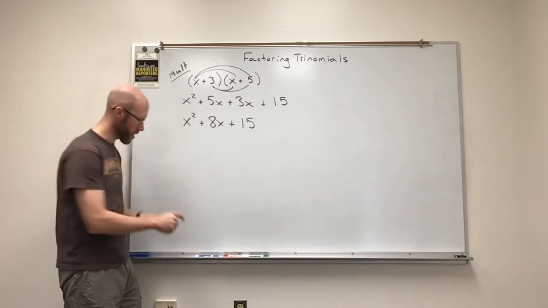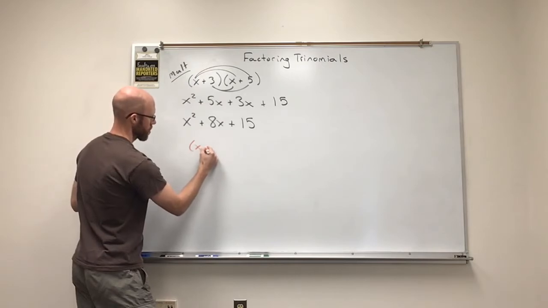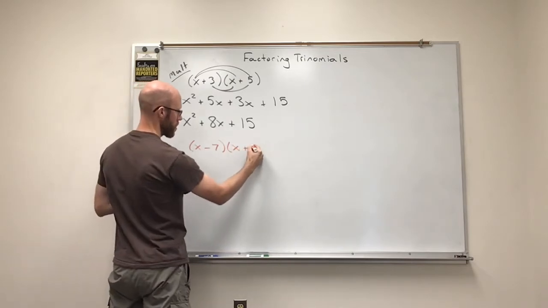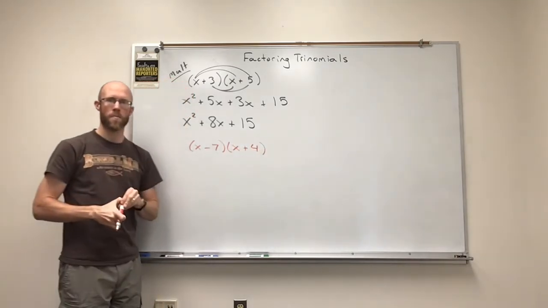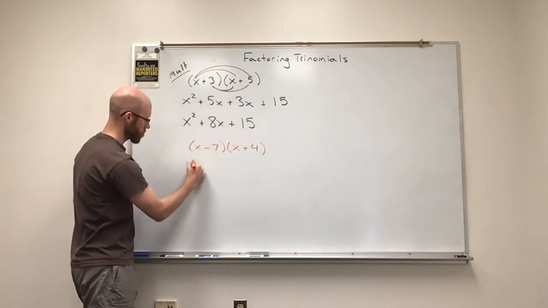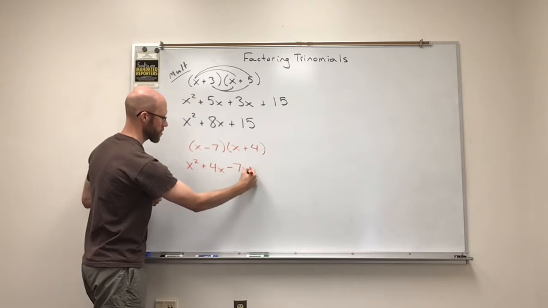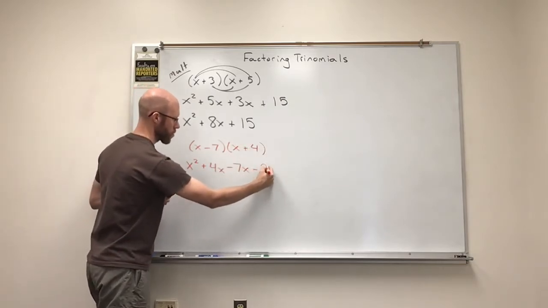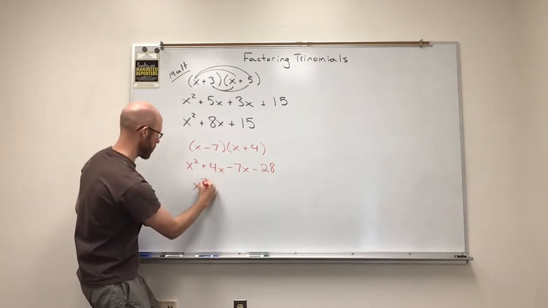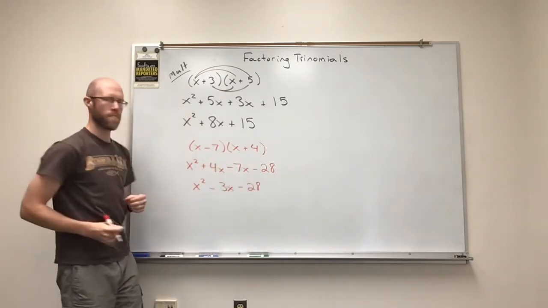Another quick example doing the same thing, if I had x minus 7 and x plus 4, for instance. Okay, same sort of idea. If I were to multiply this out, x times x is x squared, x times 4 is 4x, negative 7 times x is negative 7x, negative 7 times 4 is negative 28, and then of course you add the two terms in the middle, which are like terms. You get x squared minus 3x minus 28, okay?